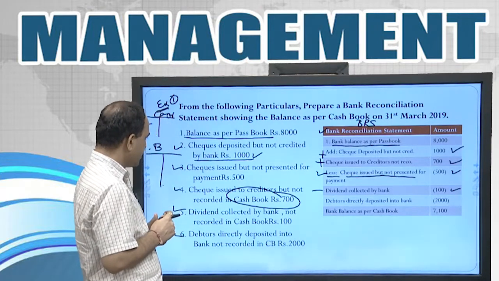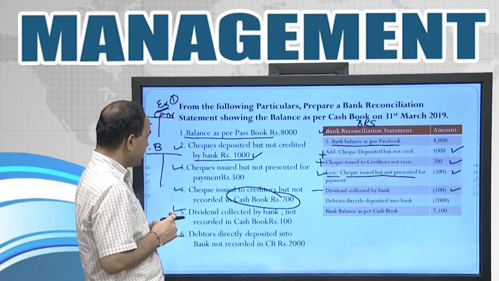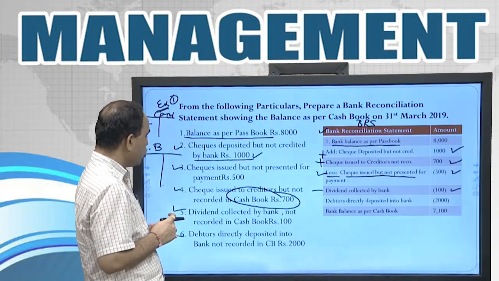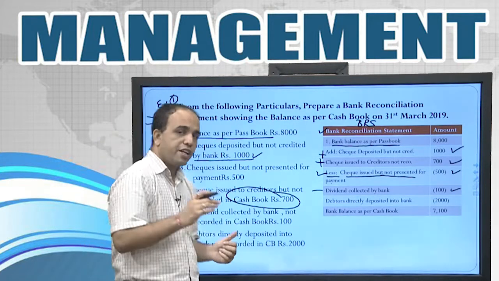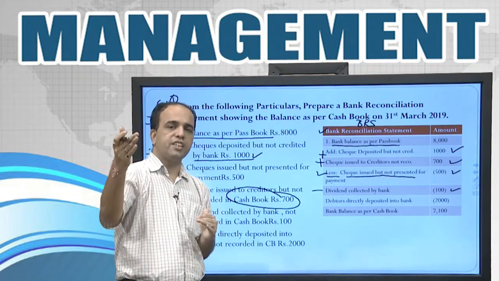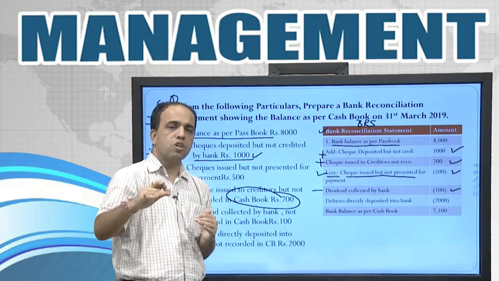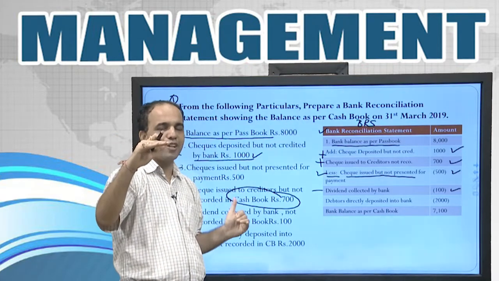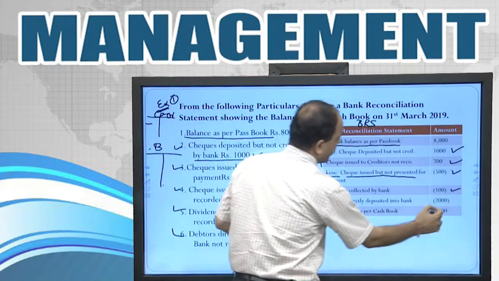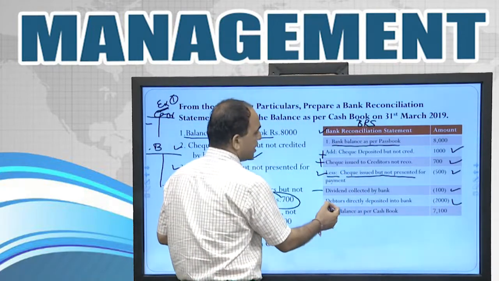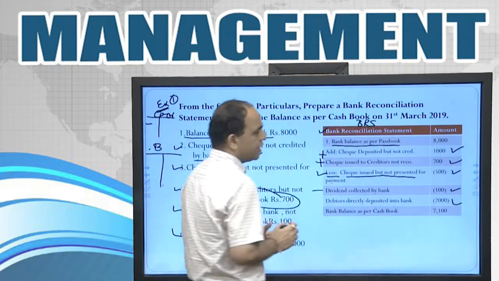And the last transaction is debtors directly deposited into bank not recorded in cash book, rupees 2,000, right. Directly deposited into bank. So, the bank passbook amount is increased, but not recorded in the cash book. So, we have to reduce it, right. So, we will reduce rupees 2,000, debtors directly deposited into bank.